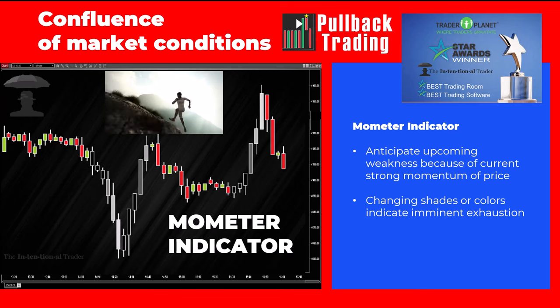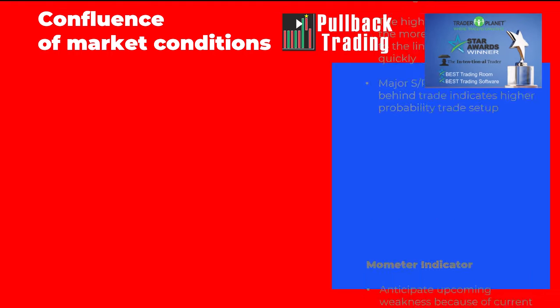All right, so it's like a runner. How long can this guy run up this hill? Of course, this guy can run up this hill indefinitely forever. But if this was an actual video, how long do you think he could run that hard up that hill before becoming exhausted and either starting to run slower or having to sit down and rest or turn around and go back down? All right, so we need to measure momentum so we can anticipate exhaustion. So that's our Momentum indicator.